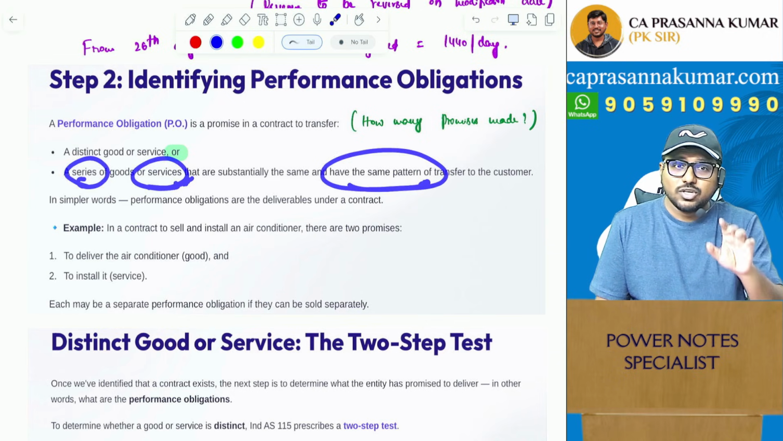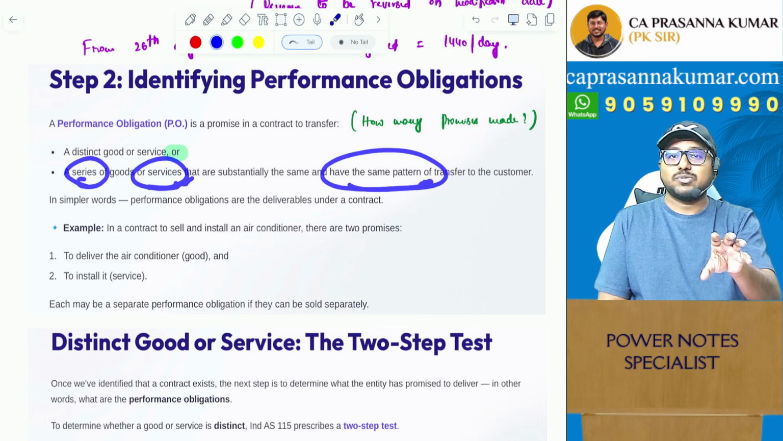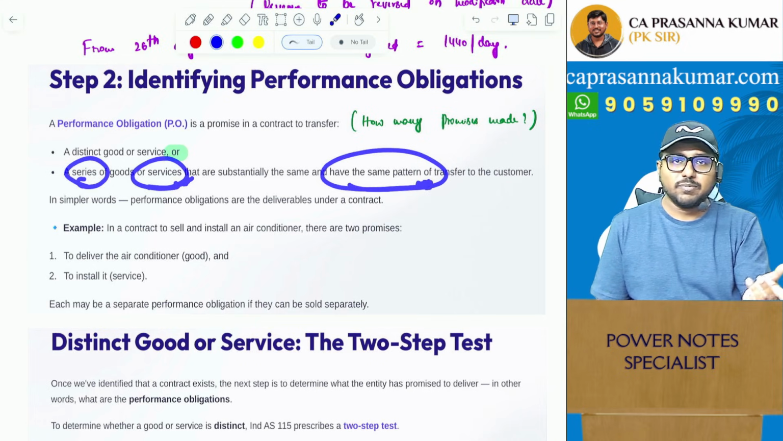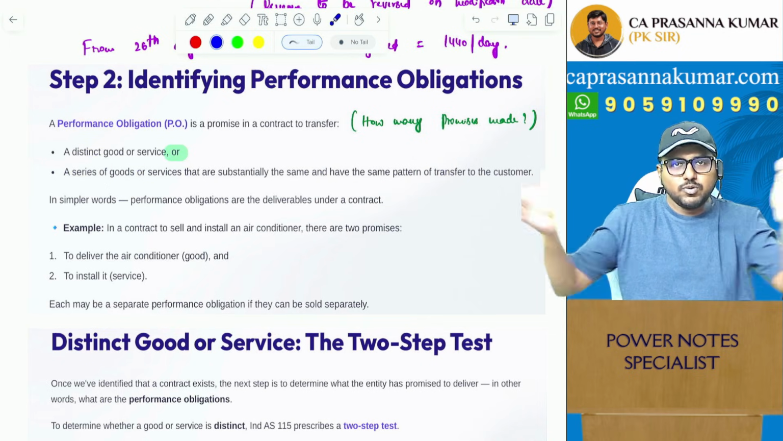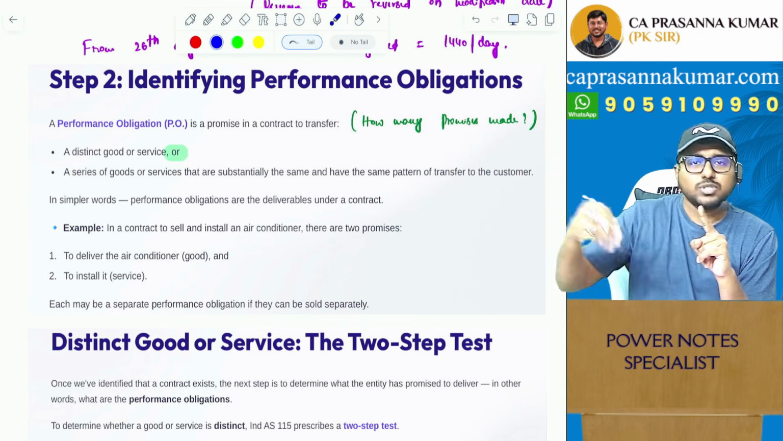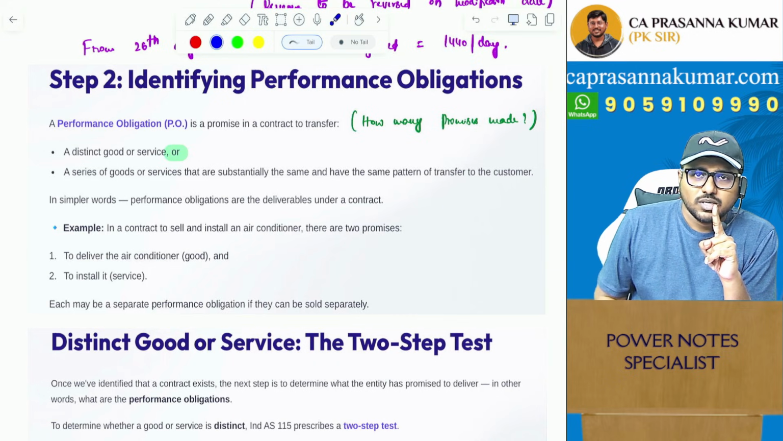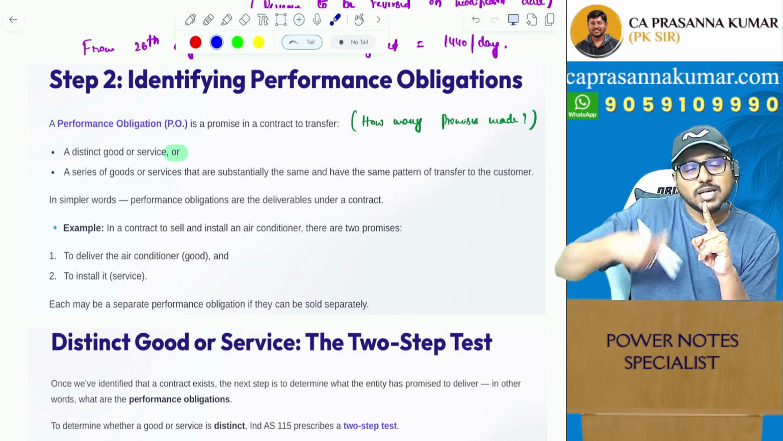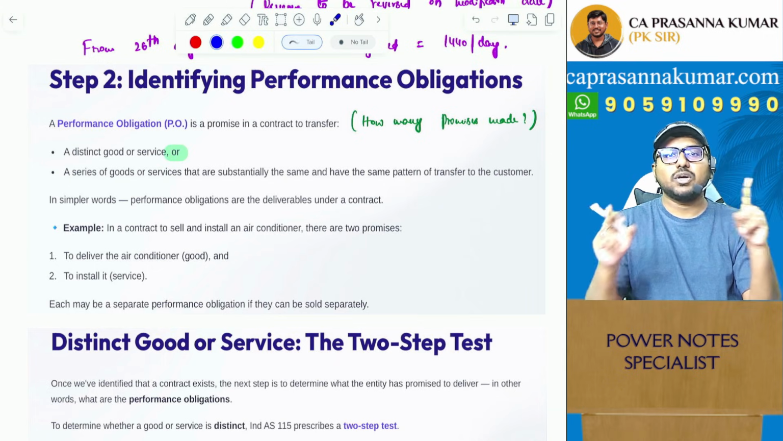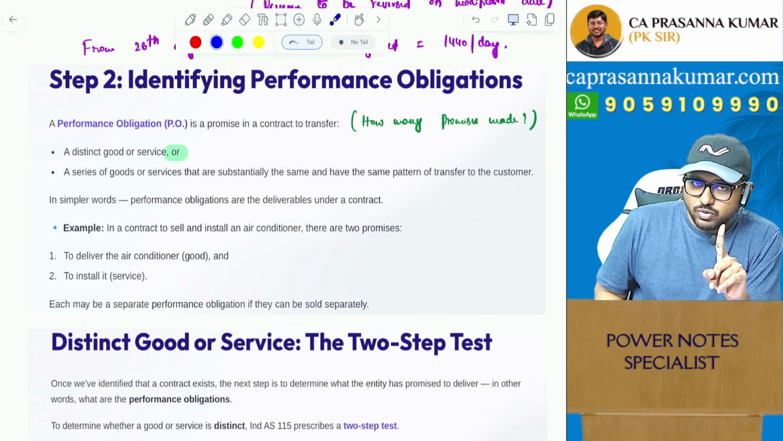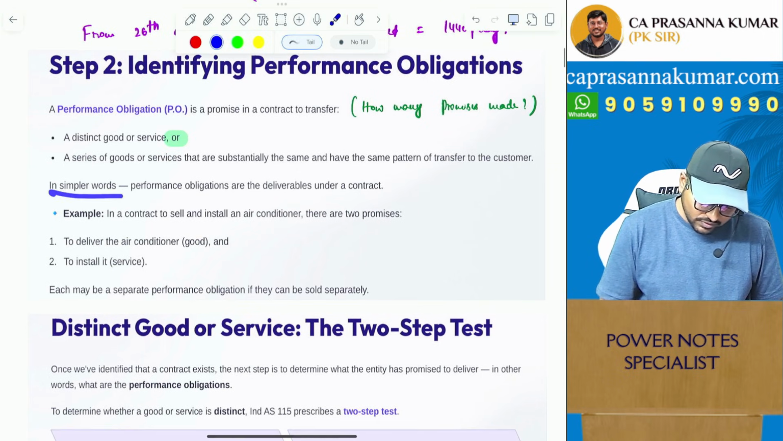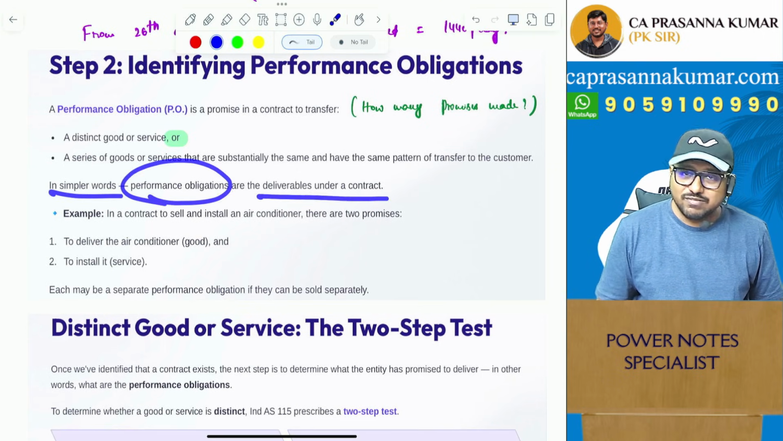In that case, you will not call month 1 of the Netflix subscription a separate PO, month 2 a separate PO, month 3 a separate PO. No. All the 12 months put together, we call it one single PO, because pretty much you are repeating the same stuff. Housekeeping services as well. Anything where a service is being provided in the same way every single month over a period of time, that entire period will be referred to as one single PO. Got it? Chalo.